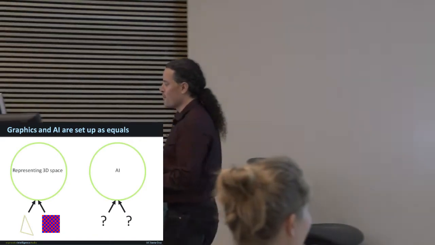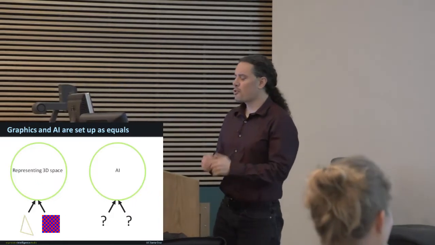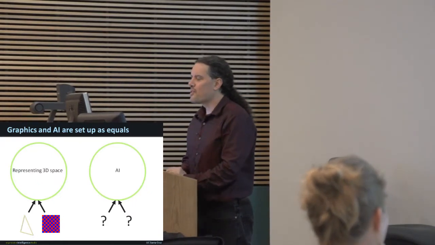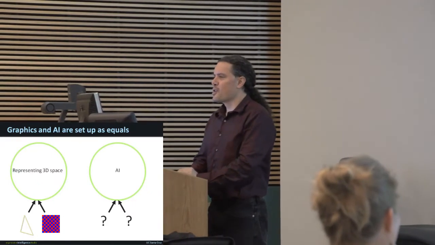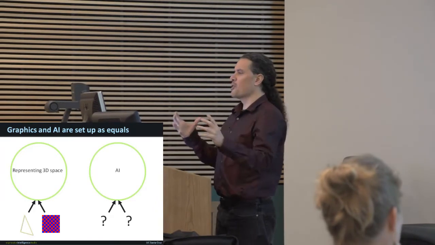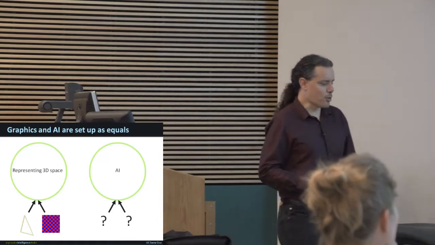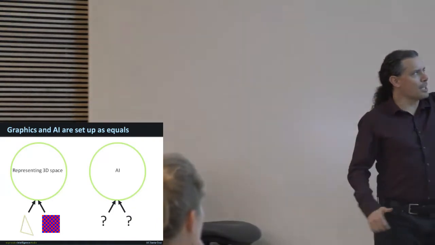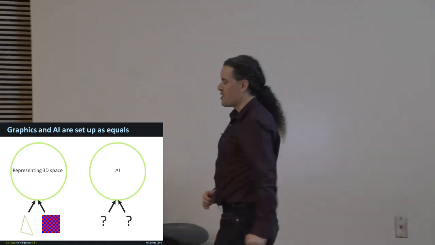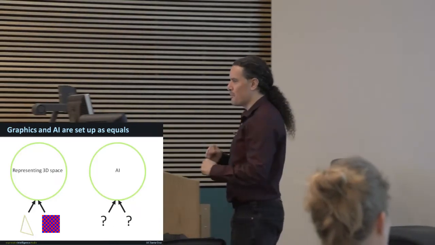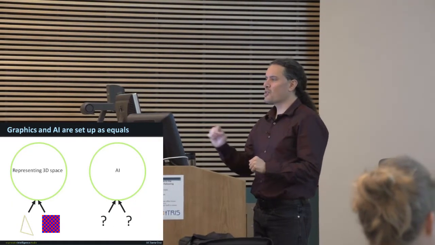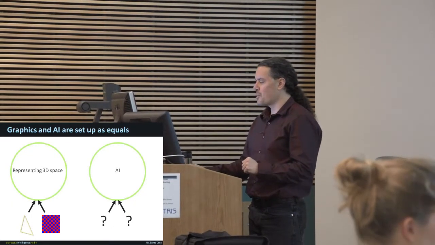Well, let's see, first of all, if AI and representing 3D space are actually problems of a similar size, right? Because if they're not, if AI is like a much bigger, harder problem, then we're not going to be able to find as easily a single structure style decomposition that just crushes the AI problem in the same way that triangles and textures do representing 3D space.